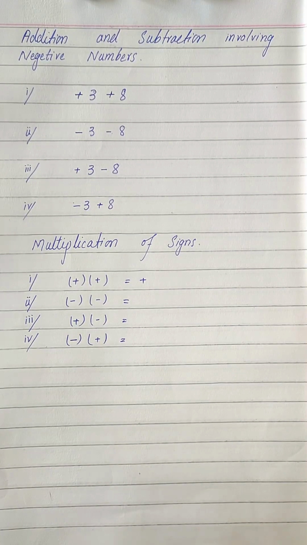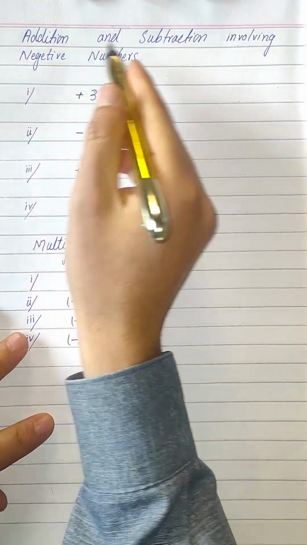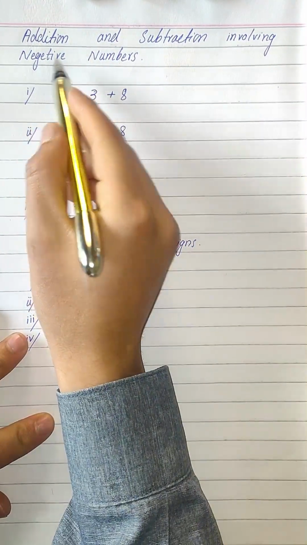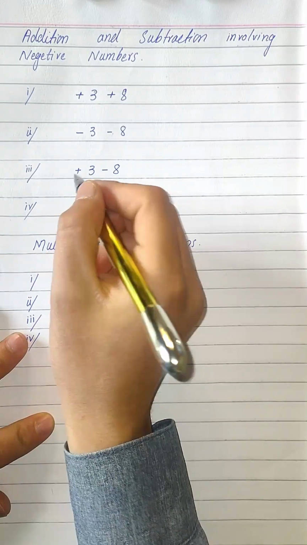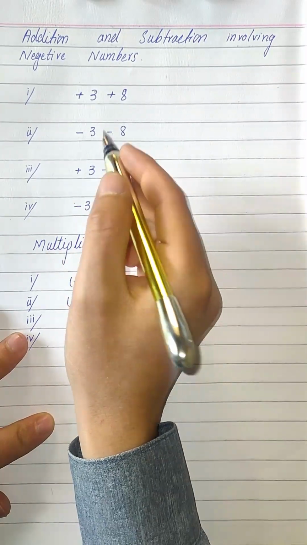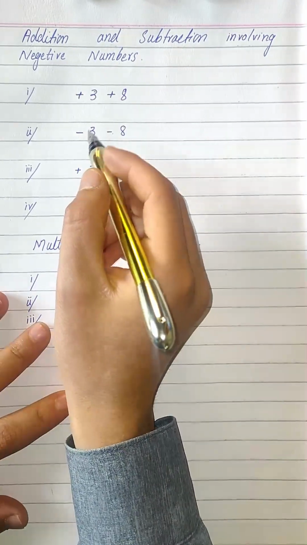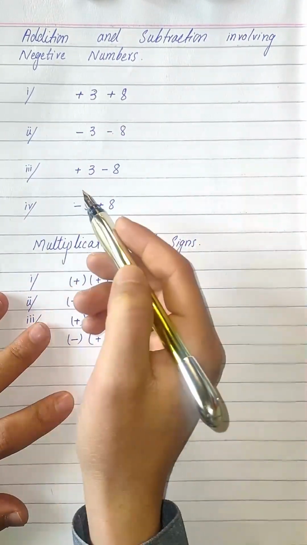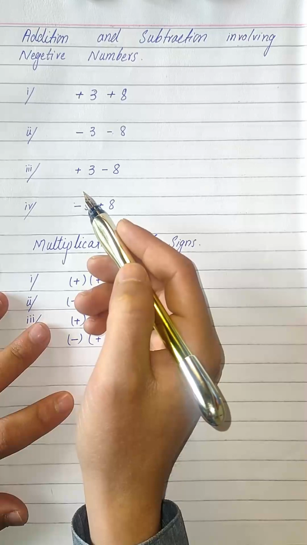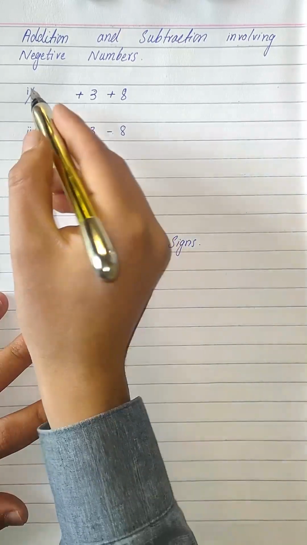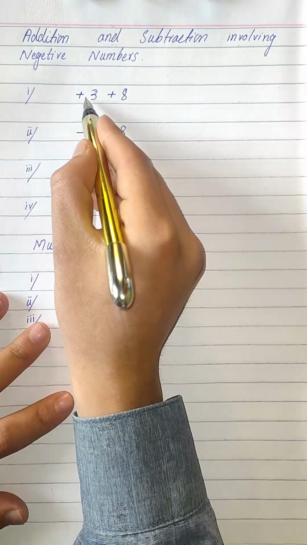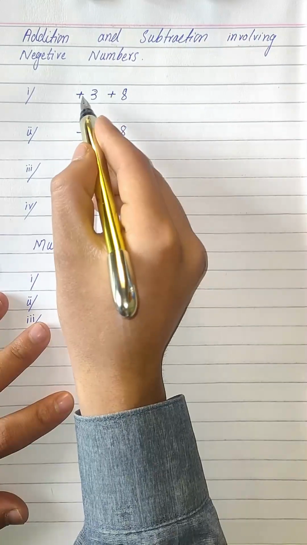So today our topic is about addition and subtraction involving negative numbers. So we have to study how we can add or subtract negative numbers. First of all, we have four rules which can be used in addition or subtraction of two values. The first one is when we have two numbers and they both have the same signs.